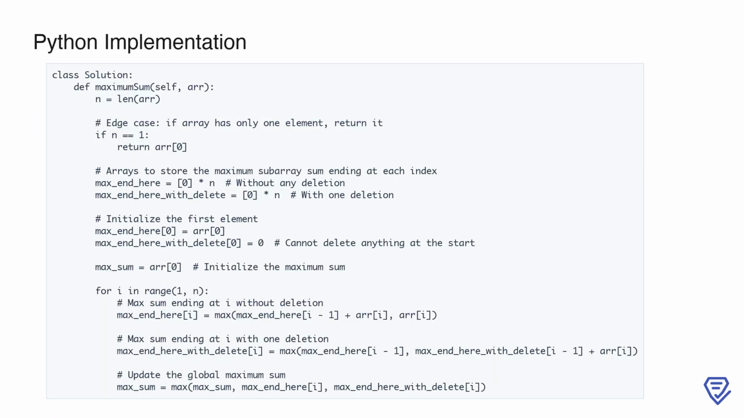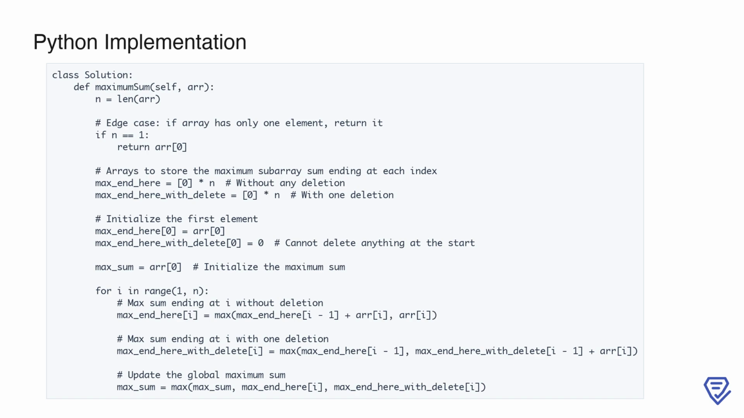Here, we begin by defining the maximum sum method inside our solution class. The first step is to calculate the length of the input array ARR. Now, if the array contains only one element, the function directly returns that element as the result since no subarray computation or deletion is needed.